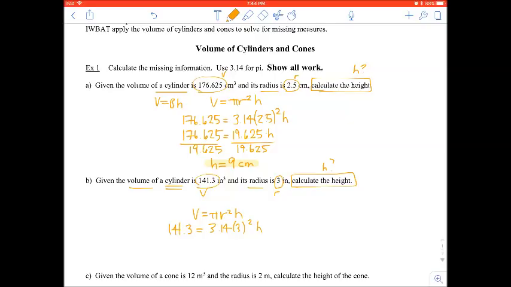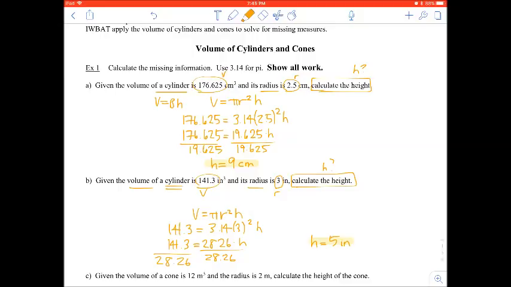If you simplify the right-hand side so we can solve this equation better, we get 3.14 times 9 is 28.26 times h. Opposite of multiplying by 28.26 is dividing by 28.26. And if you divide 141.3 by 28.26, you get a nice, again, whole number of 5. Looking at the labels on this problem, that's going to be inches.